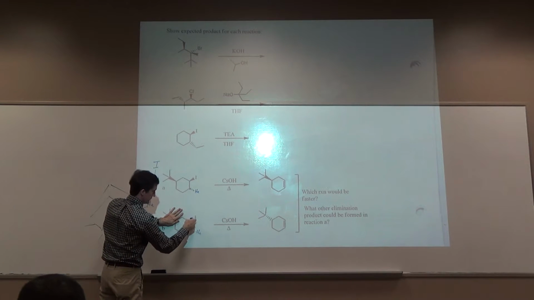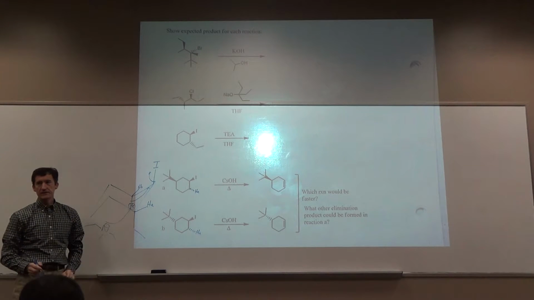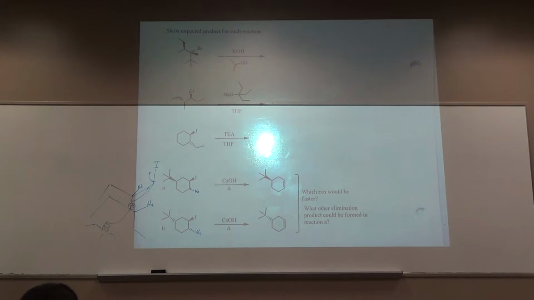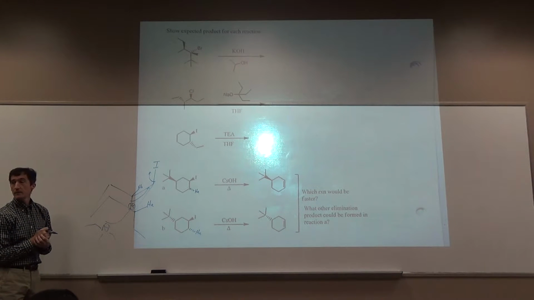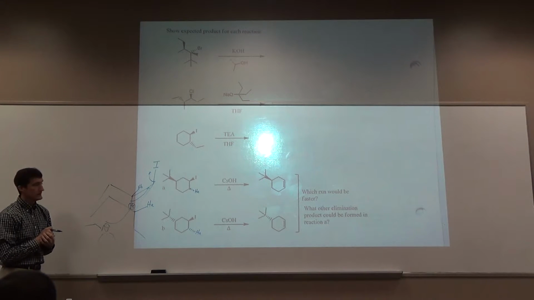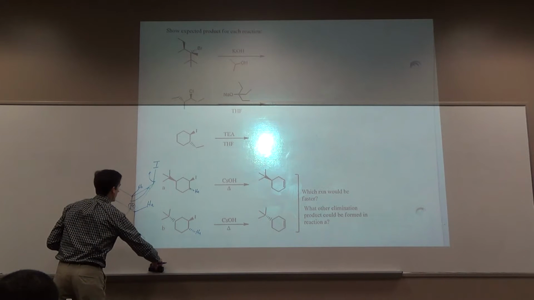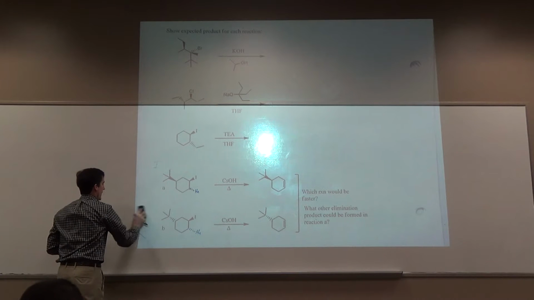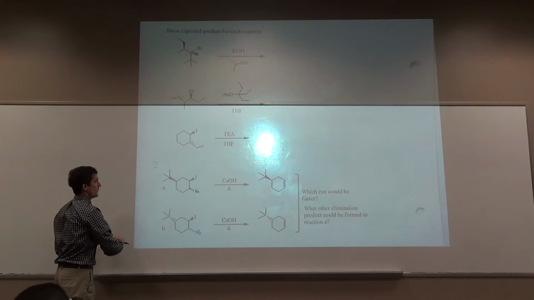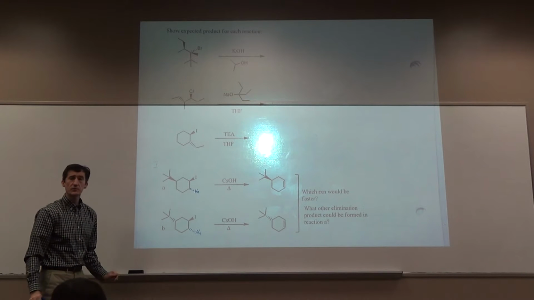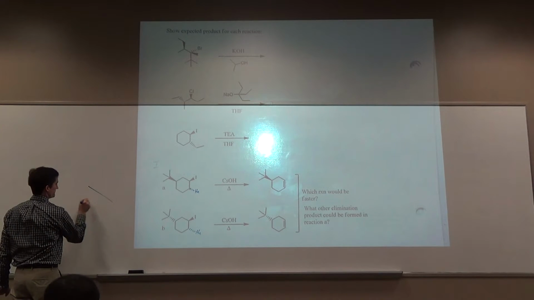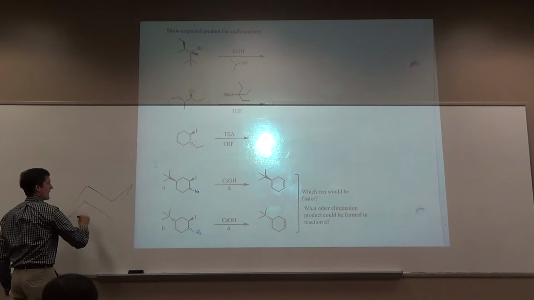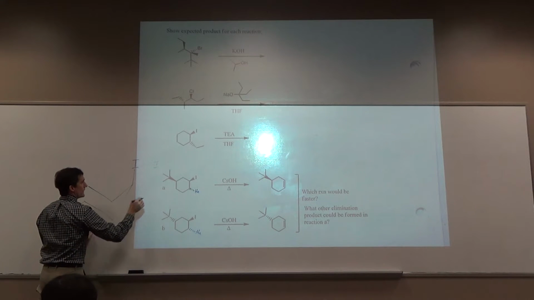Elimination takes place here. Base, boom, put the double bond in here. Which would be faster? Bottom one? Why the bottom? Well, importantly here, what position does the iodine need to be in when it eliminates? Axial or equatorial? Axial. Okay. Let's put it axial. Let's do this one first.